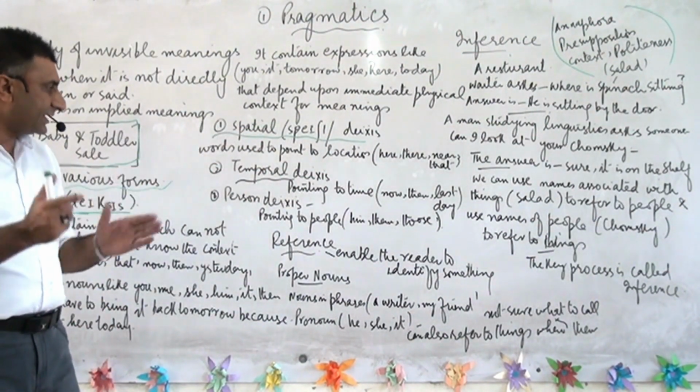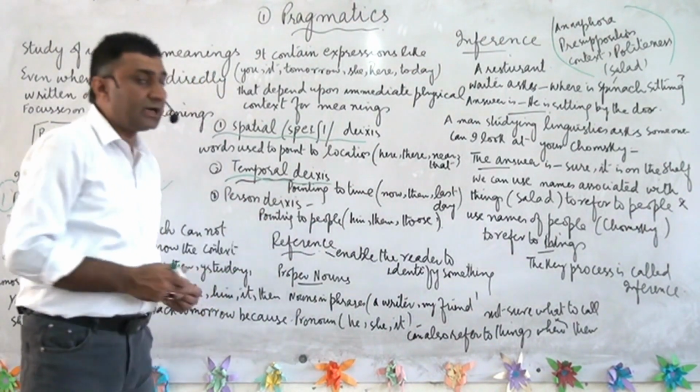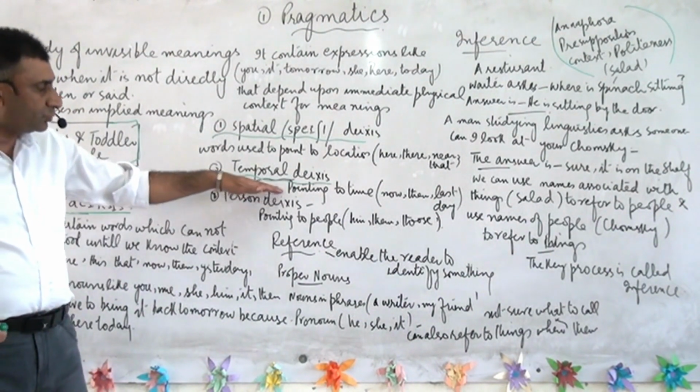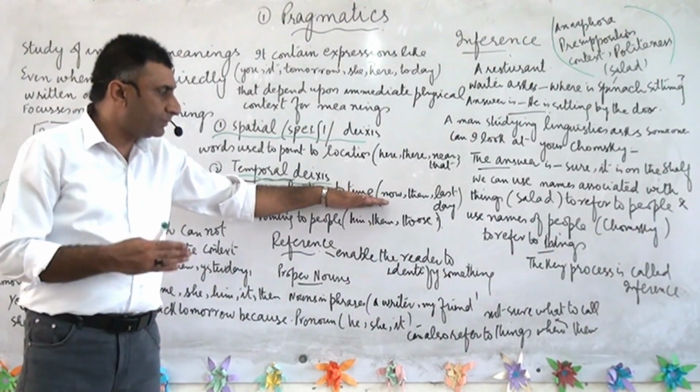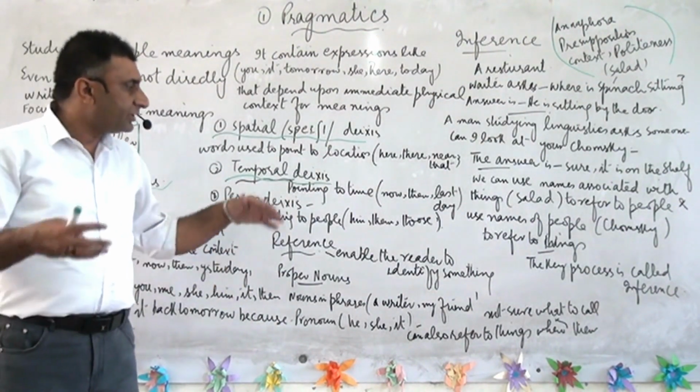Now there is the second type, that is called temporal deixis. These are also words which are used to point to time: now, then, last, today, tomorrow, day after tomorrow.